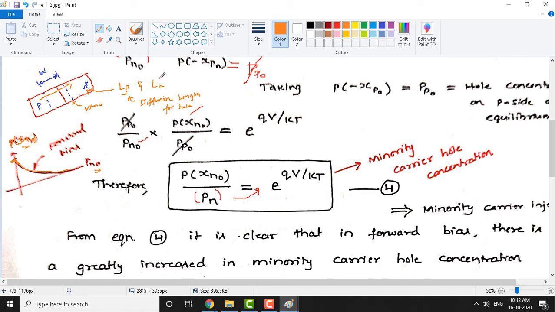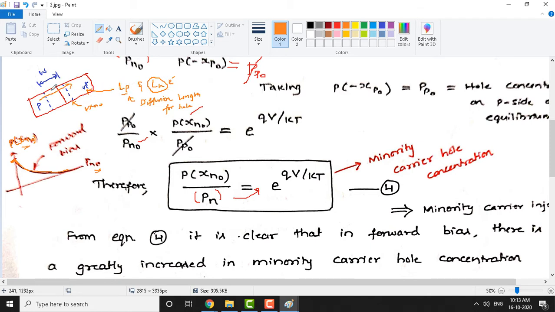Similarly, Ln indicates diffusion length for electrons. So this Ln and Lp is very much important here, because holes are majority on the p side, and when they are injected to the n side, when they enter the neutral n region, the question arises: how much deeper does the hole travel here? That is nothing but Lp. Before it recombines, what distance does the hole travel in the neutral n region? That is nothing but Lp.